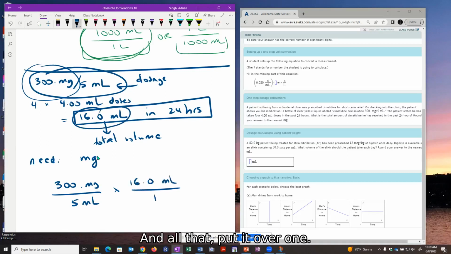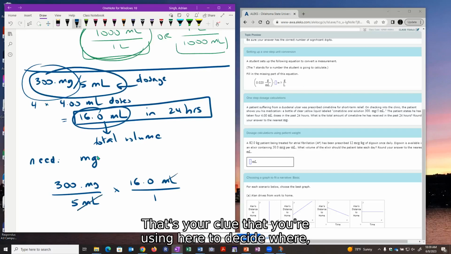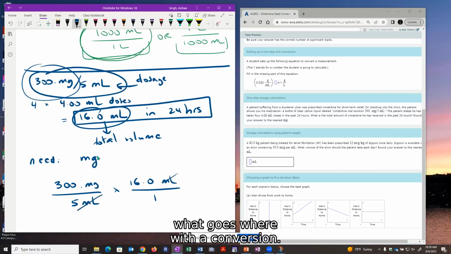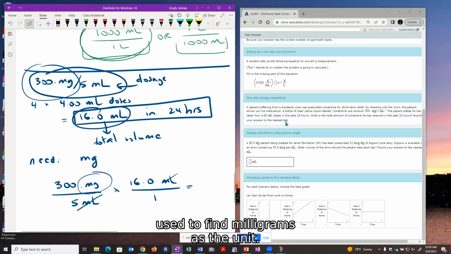Mils, I put it over 1. And the reason why I would multiply is because I want the mils to cancel, right? And that's your clue that you're using here to decide what goes where with your conversion. And if you look now, the only unit left is milligrams, and that's what you wanted to find, right? You need to find milligrams as the unit. You can multiply this out and then evaluate it, and round it to the nearest milligram.